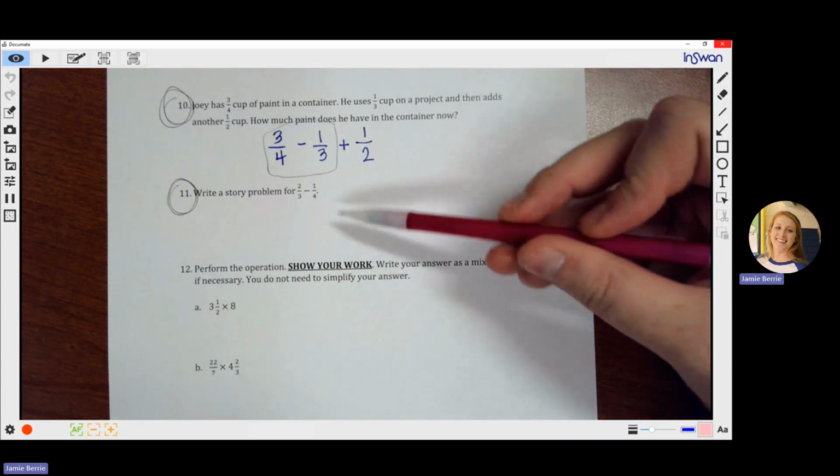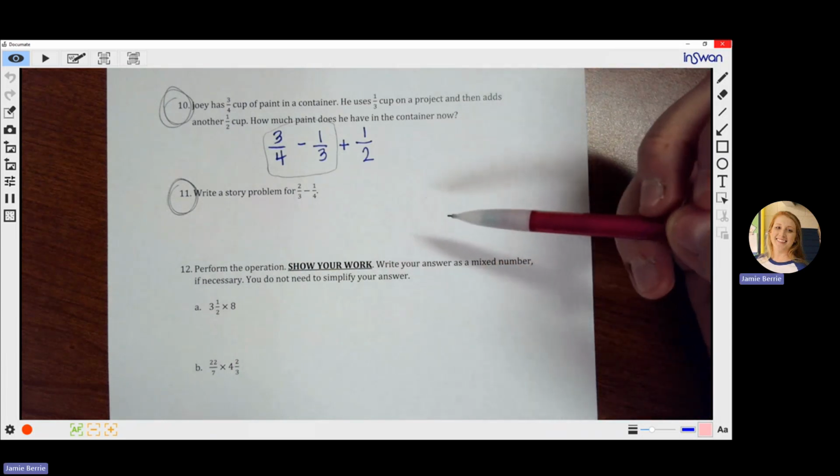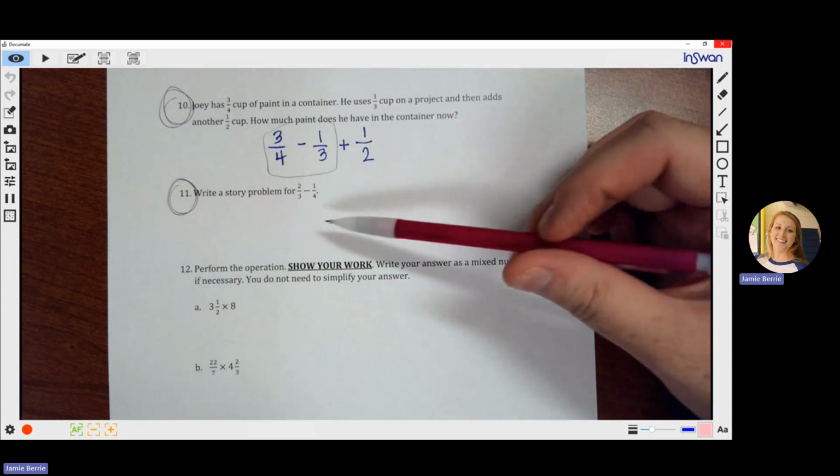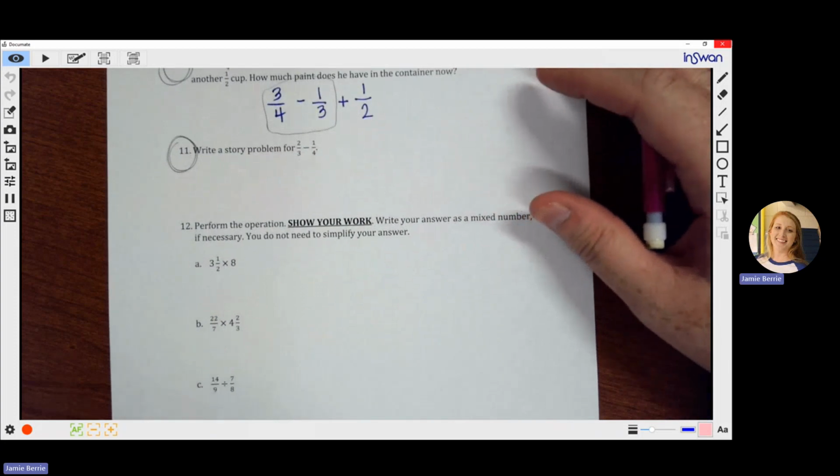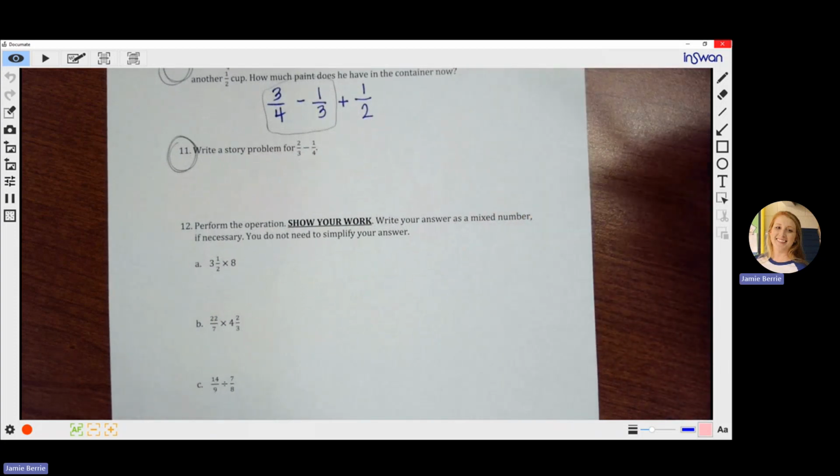All right, so you come up with your own story here for this subtraction problem. It can be anything. It doesn't have to be cups. It doesn't have to be candy bars like I just did. You can be creative and come up with anything you want.